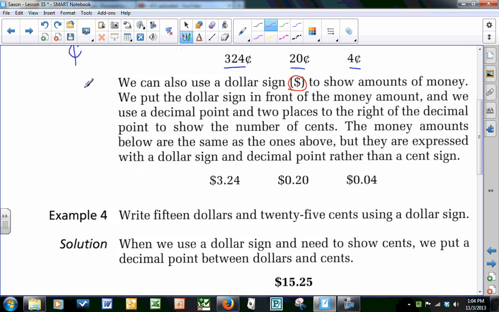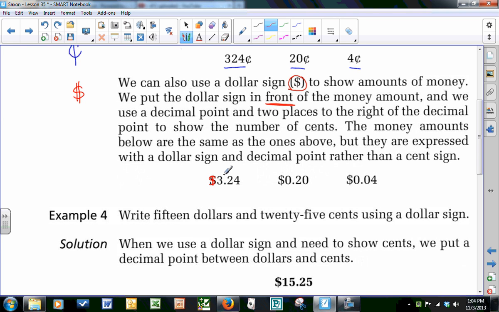The dollar sign is just a capitalized S, and you can either draw one line or two. I just like one, but if you want to draw two, that's cool. We're not going to get picky about that. So you can use a dollar sign. And the dollar sign does not go at the end. The dollar sign goes in front of the money amount, as you see here. Dollar sign is in front.